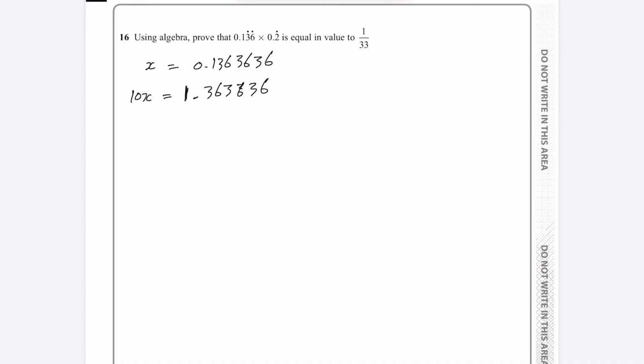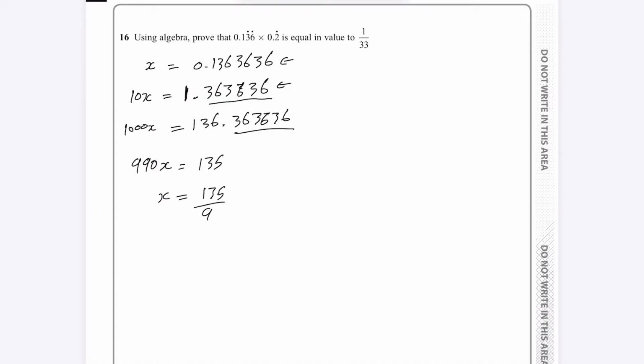And now I need to subtract this so I can get rid of the recurring part. I can't do that just yet because the recurring bit here and here doesn't match yet. If I times it by 10, that still won't match. If I times it by 100, that still won't match. But if it becomes 1000x, you'll see why I've done this. So this now becomes 136.363636. Now notice this bit and this bit are the same. So now when I subtract the two, I'm left with 990x is equal to 135, where x is now equal to 135 over 990, which is the same as 3 over 22.